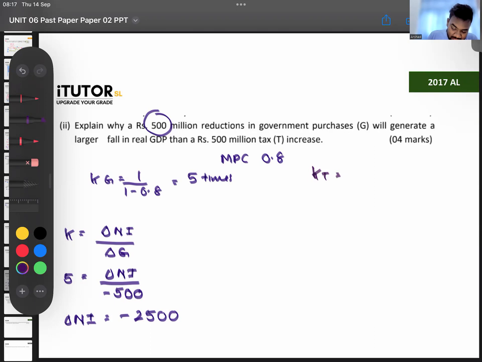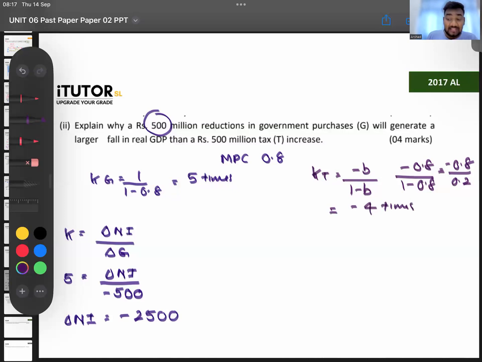KT is minus B over 1 minus B. B is MPC. So, minus 0.8 over 1 minus 0.8. That is minus 0.8 divided by 0.2. You get minus 4. This is your tax multiplier. Then use the same equation: KT equals change in national income divided by change in taxes.